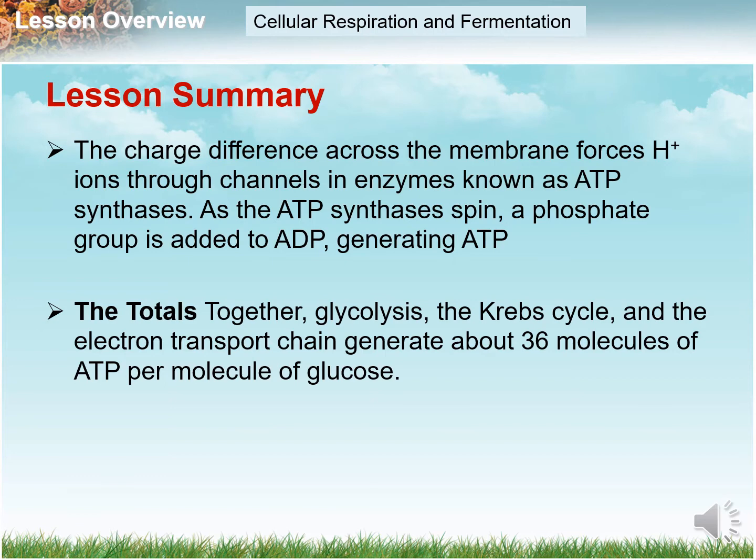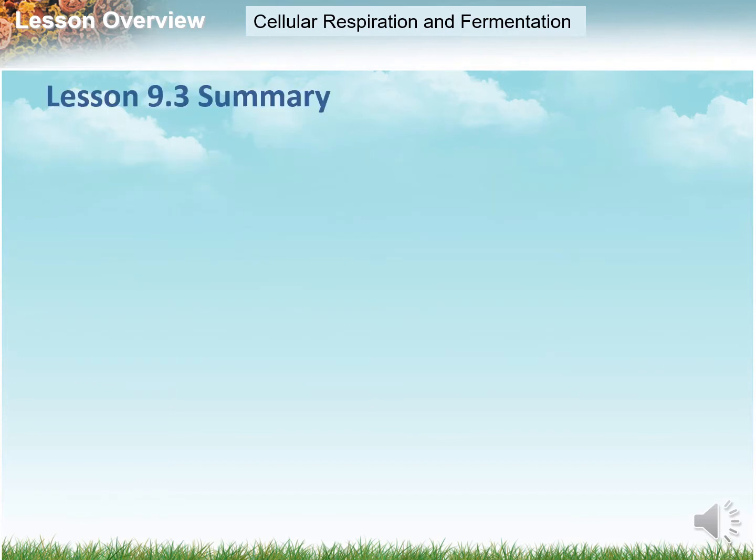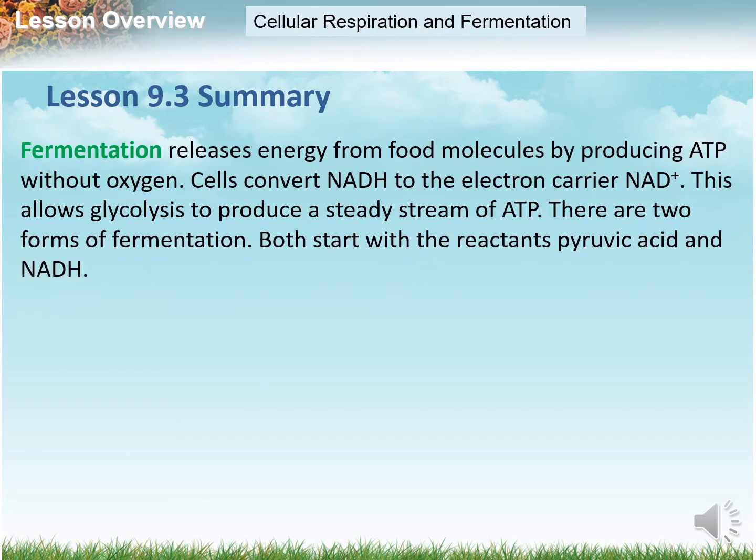Together, glycolysis, the Krebs cycle, and the electron transport chain generate about 36 molecules of ATP per molecule of glucose. Now let's have the summary of Lesson 3, which is on fermentation. Fermentation releases energy from food molecules by producing ATP without oxygen. Cells convert NADH to the electron carrier NAD+. This allows glycolysis to produce a steady stream of ATP.